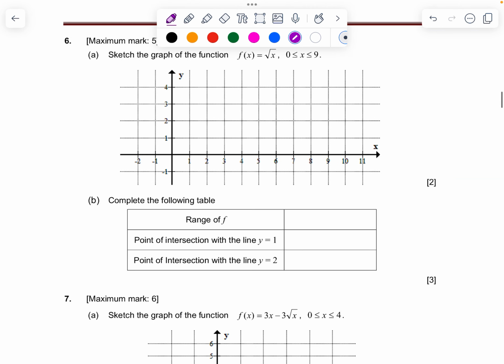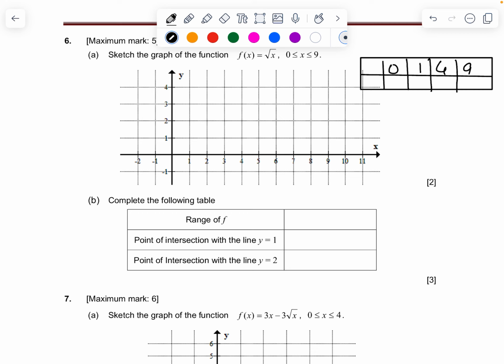Sketch the graph of y equals root x. For that, I am drawing the table between 0 to 9. So I take x equals 0, x equals 1, x equals 4 and 9. So the square root of x will become 0, 1, 2 and 3.